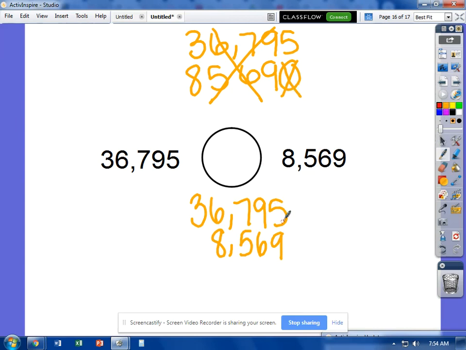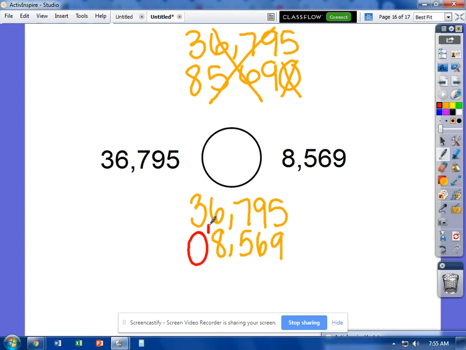So now that we have our numbers lined up, our ones are together, our tens are together, our hundreds are together, our thousands are together. We see that this number is a little bit bigger lengthwise by having an extra place value. This 36,795 has a 10,000s place. 8,569 does not. So as a placeholder, we can put a 0 here to help us visualize that this number does have a placeholder. So once again, I'm going to start from my larger place value, which is right now the 10,000s place, and I'm going to see where the numbers start to differ.